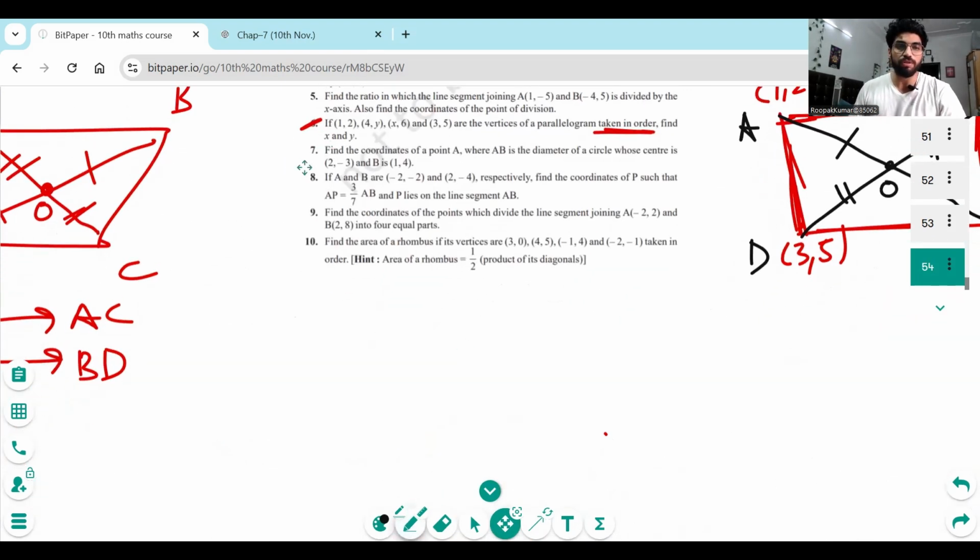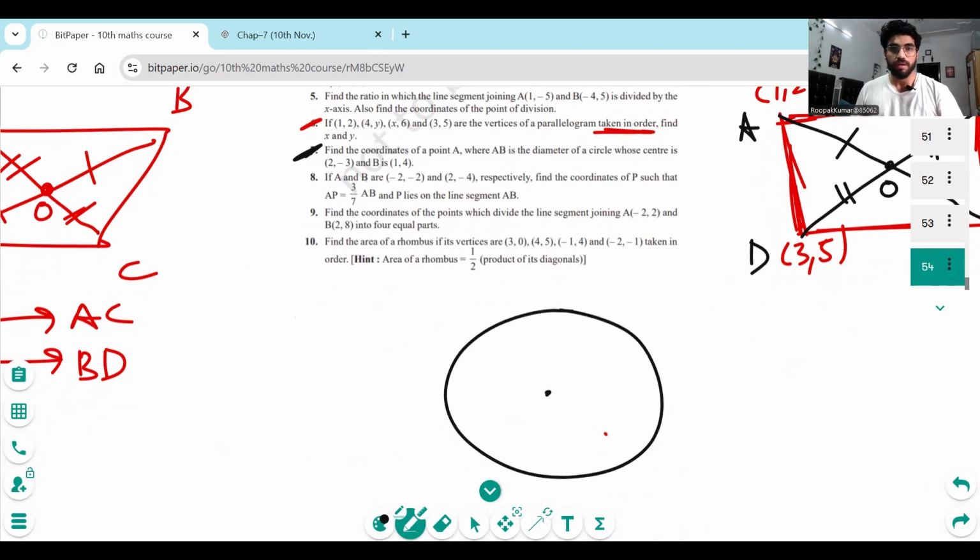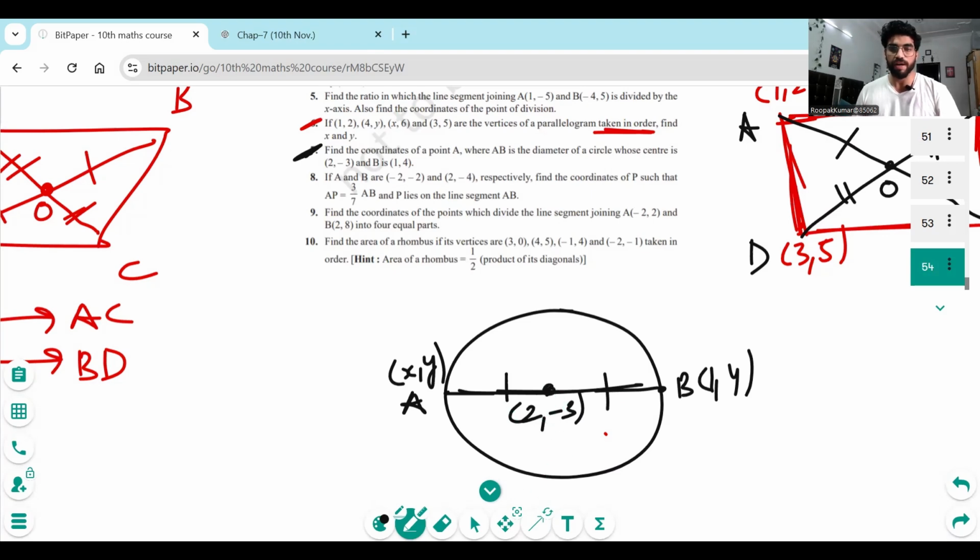Now again, the 7th question is also the use of midpoint. So let's do that. Find the coordinates of a point where AB is the diameter of the circle whose center is (2, minus 3), and AB is the diameter. A I don't know, (x, y). B I do know, that is (1, 4). So AB is the diameter. We have to find x and y.